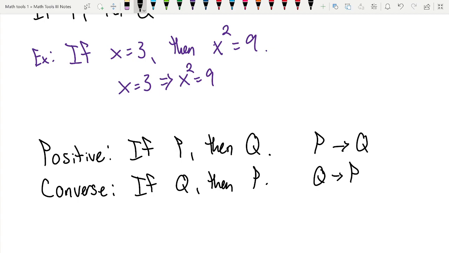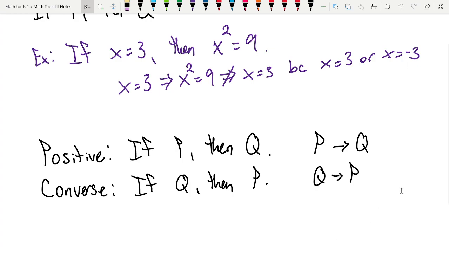So these are not always both true, right? Just because P implies Q does not mean that Q implies P. For example, x squared equals 9 does not imply x equals 3, because x equals 3 or x equals negative 3, right? So it's not necessarily true that x squared equals 9 implies x equals 3, because x could be negative 3, right? So the positive and converse are not what we would call logically equivalent.